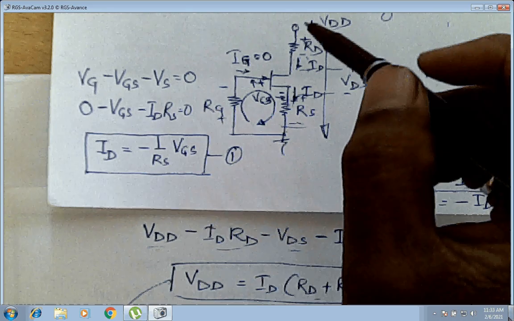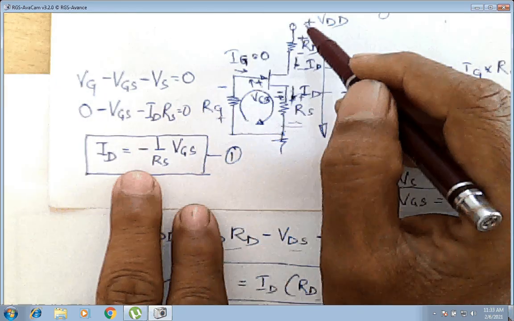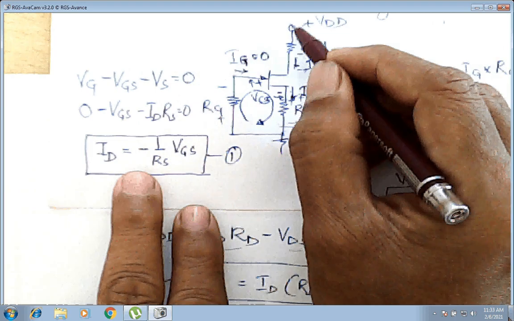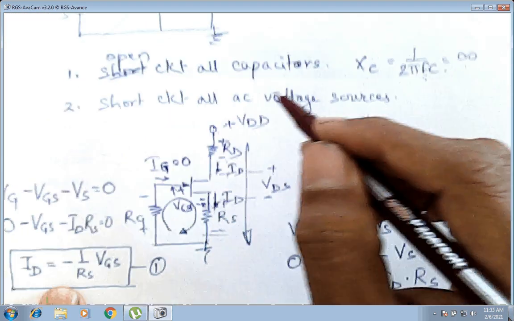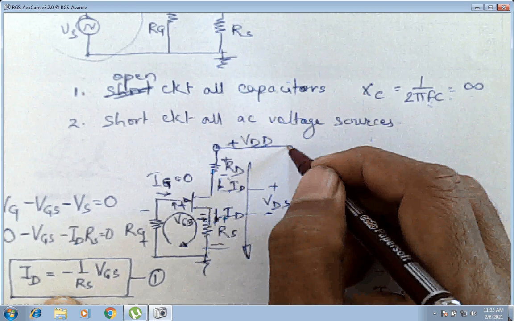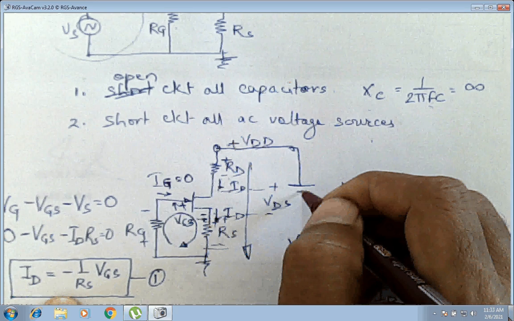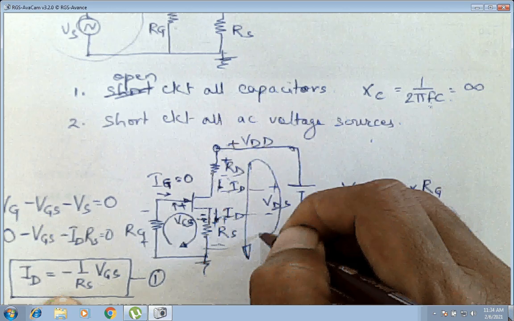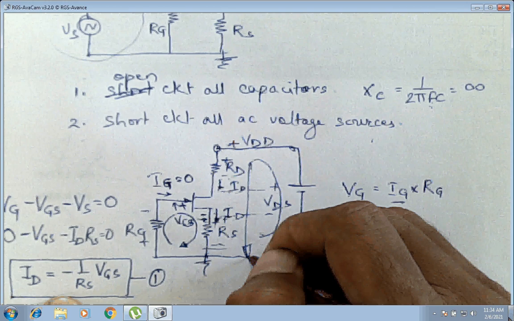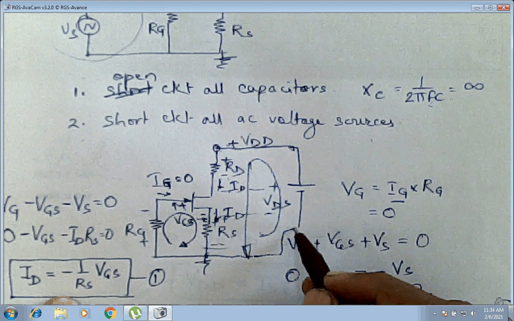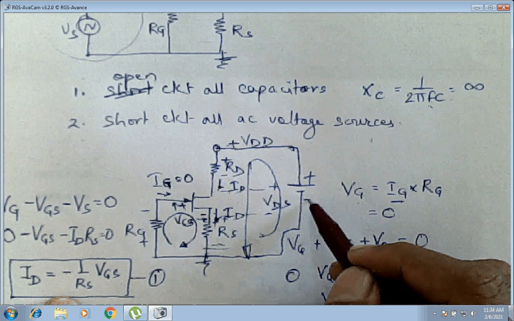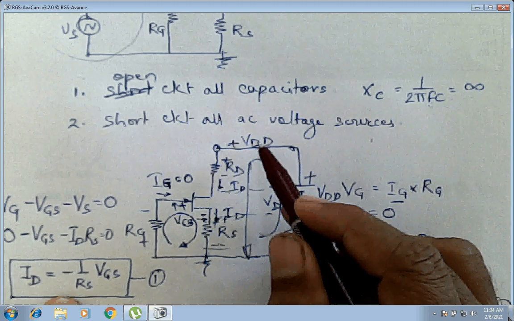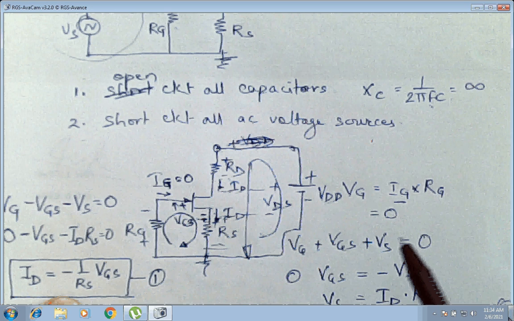If your concept is confused with VDD, I'll show that VDD in this fashion also. It doesn't make any difference what it is. Plus here and minus to the ground. So this will be now the complete loop. You will understand the loop now. So this is the complete loop, plus minus VDD.